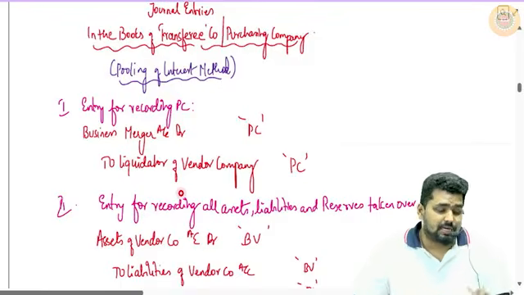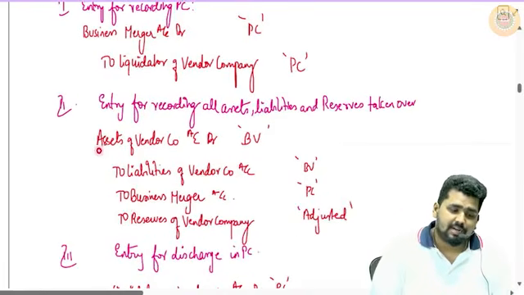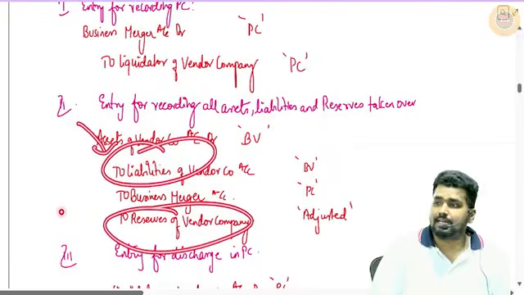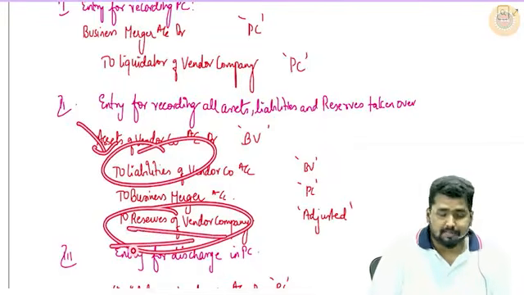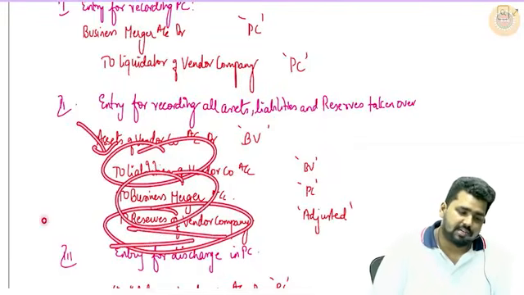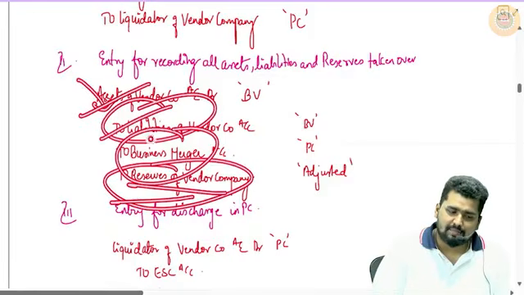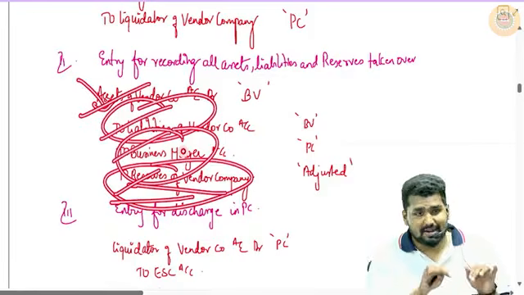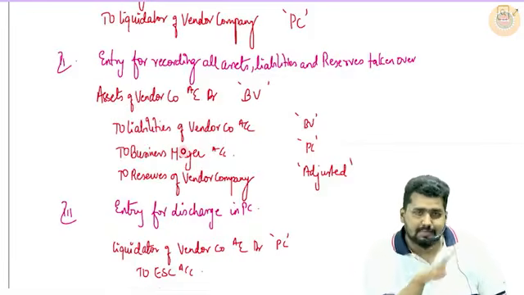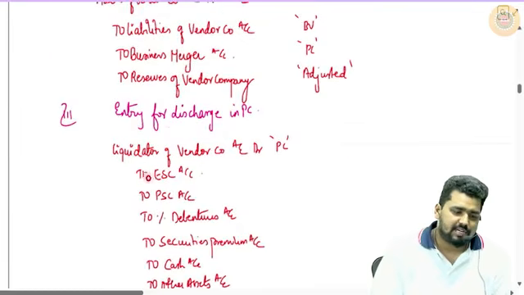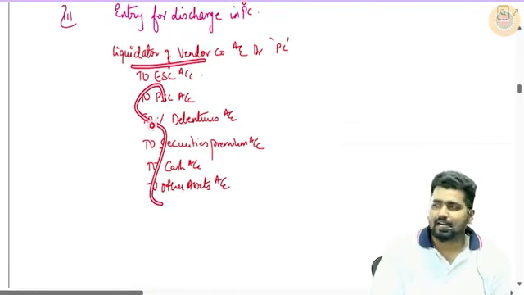Purchase consideration. Okay. The second entry they are passing: they will bring all assets, they will bring all liabilities, and along with that, under the pooling of interest method, reserves also they are bringing. So that also you have to do. Then you have to reverse. So assets account debit, liabilities to business merger, reserves. Why are they passing this entry? Give me 1 or 2 minutes time, I will explain the logic also. Then you settle the liquidator of vendor company, whatever you are settling.